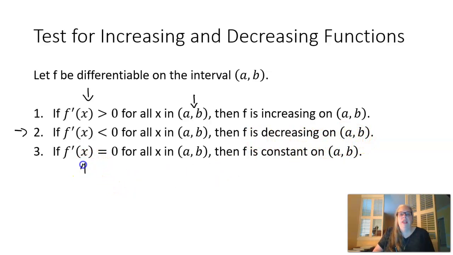And finally, if we know that our first derivative is equal to 0 for every number inside here, then we know it's constant. Now please know that there can be instances in the open interval where the derivative is 0, but it's not going to be every single one of them. It can happen for a finite number of places inside the interval, and that's okay. We can still have increasing or decreasing. If it's going to be constant, then everything in the interval has to be equal to 0.